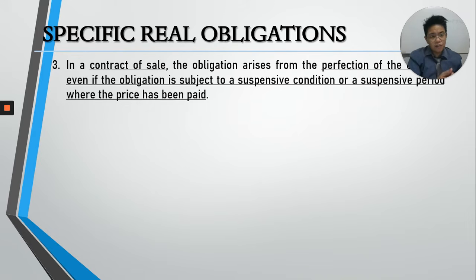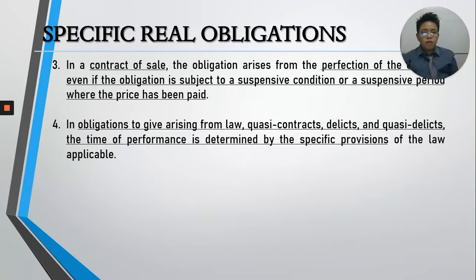So, that is what you have to remember. Even if the obligation is subject to a suspensive period, even though the period has not yet arrived, because payment has already been made, the buyer is entitled to delivery of the fruits of the principal object, which is the dog. In obligations to give arising from law, quasi-contracts, delicts, and quasi-delicts, remember the time of performance will be determined by the specific provisions of law.